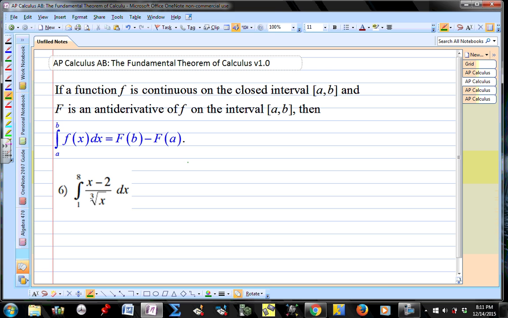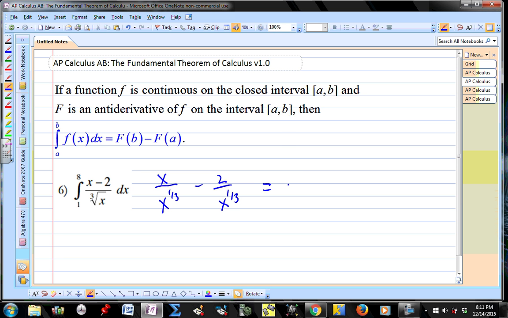Example number 2 is going to be problem number 6 from our note sheet. Well, let's get started. You notice the integrand here is a little more complicated, so what we need to understand is that we're going to have to simplify. We're going to have to do some algebra. x divided by x to the 1/3 power minus 2 divided by x to the 1/3 power. That's how we're going to think of simplifying this.